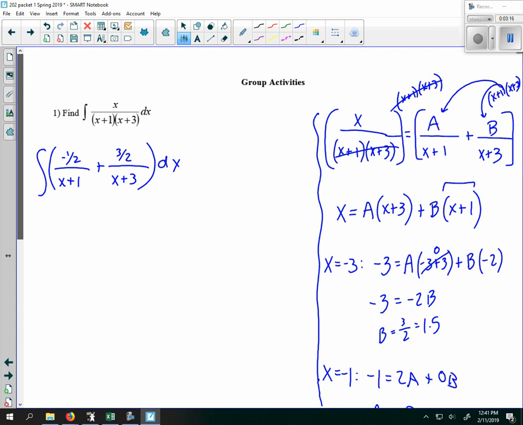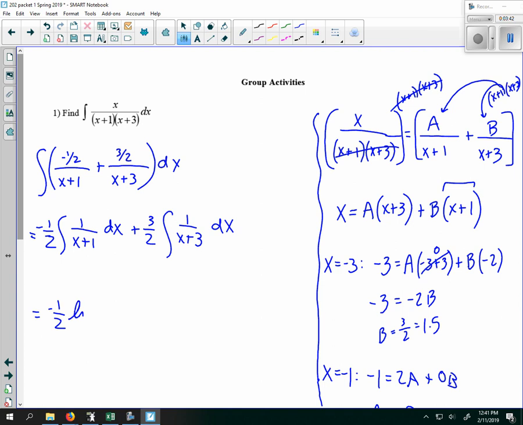Now I'm going to take an integral of each term separately. So this becomes -1/2 the integral of 1 over x plus 1 dx, plus 3/2 the integral of 1 over x plus 3 dx. So this is -1/2 the ln of |x plus 1|, plus 3/2 the ln of |x plus 3|, plus c.